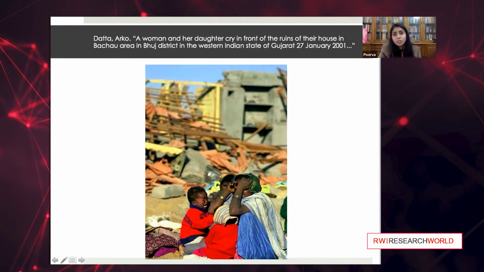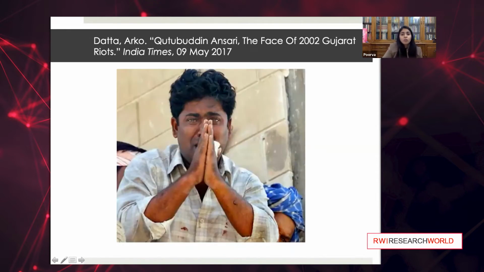Similarly, there's one more picture. This is very famous. Those of you who are Indians might be able to relate because you might have seen it. This became really popular. This was also taken by Arko Datta. This is a picture of Qutbuddin Ansari. He was the face of Gujarat riots 2002.